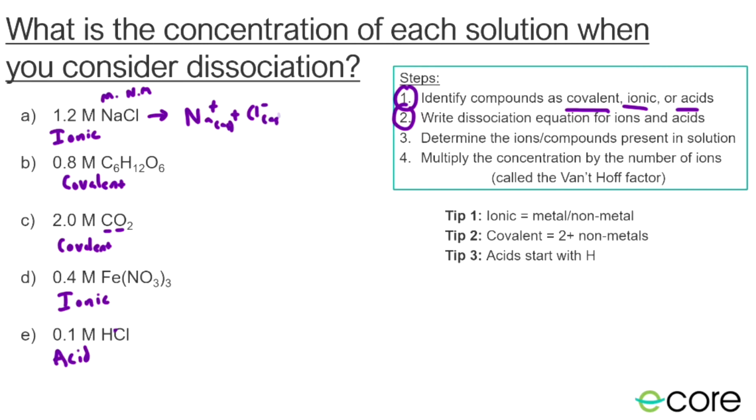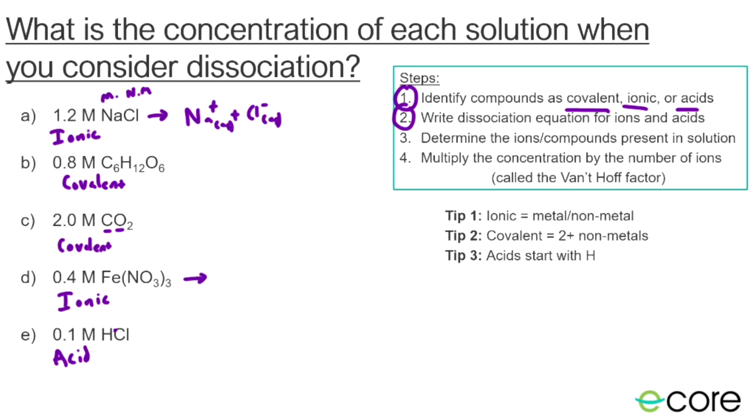Gets a little more complicated when we have multiple ions floating around, okay? Now, here we have sugar, our covalent compound. We don't need a dissociation equation. Nothing happens. It doesn't dissociate. The next one we need a dissociation equation for is D, which is also an ionic compound.